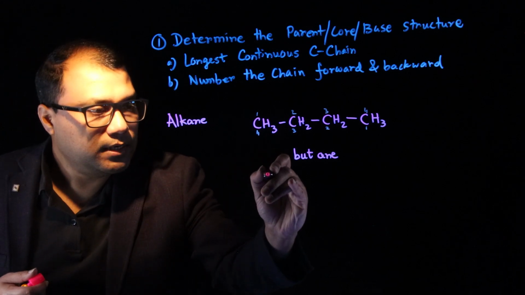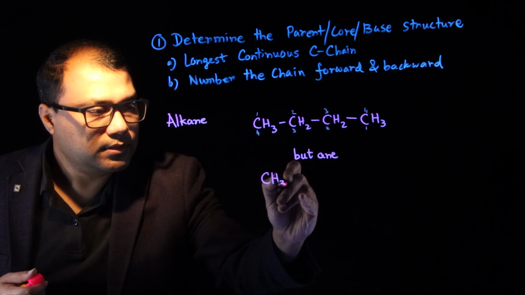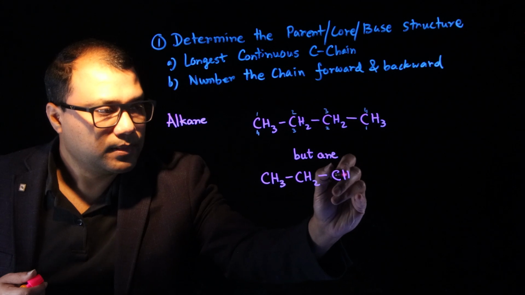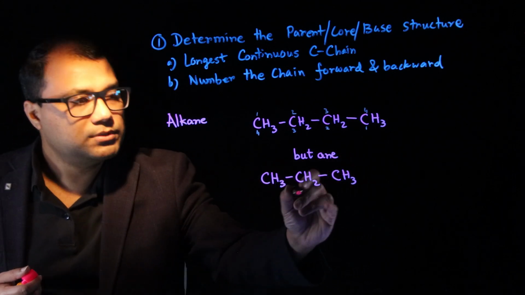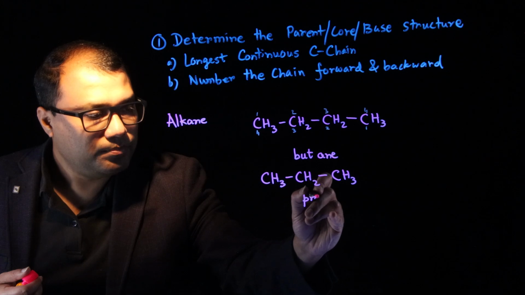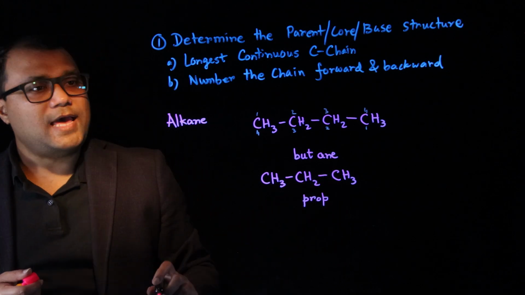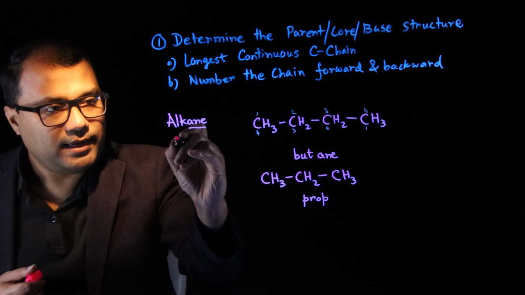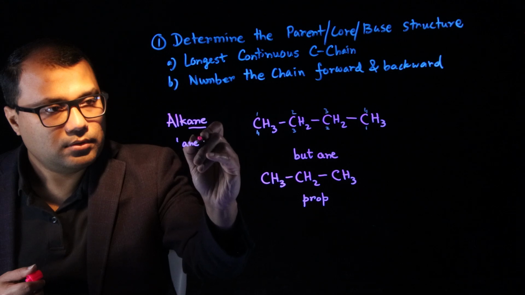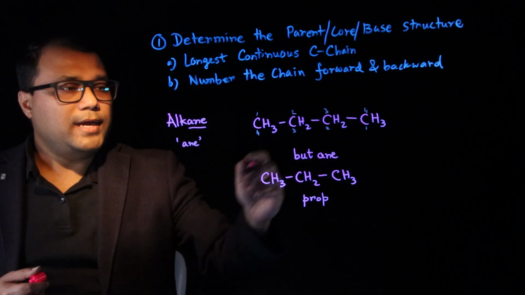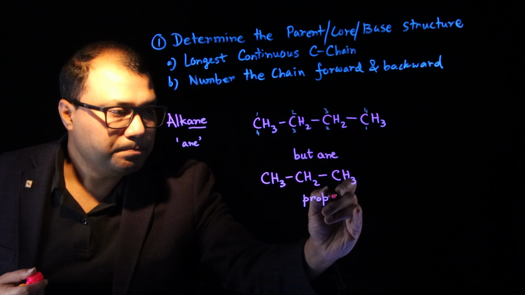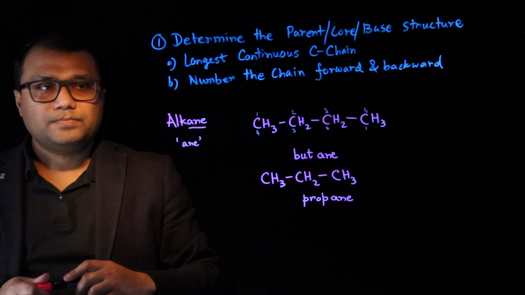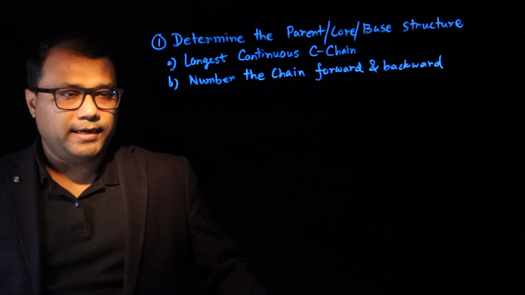Similarly, if we had another compound, CH3, CH2, CH3, there are three carbon atoms, so the name will start with "prop". And since it's an alkane, how we name an alkane is we add "ane" to the end of the compound name. So this becomes propane. So we figured out how to name alkanes.